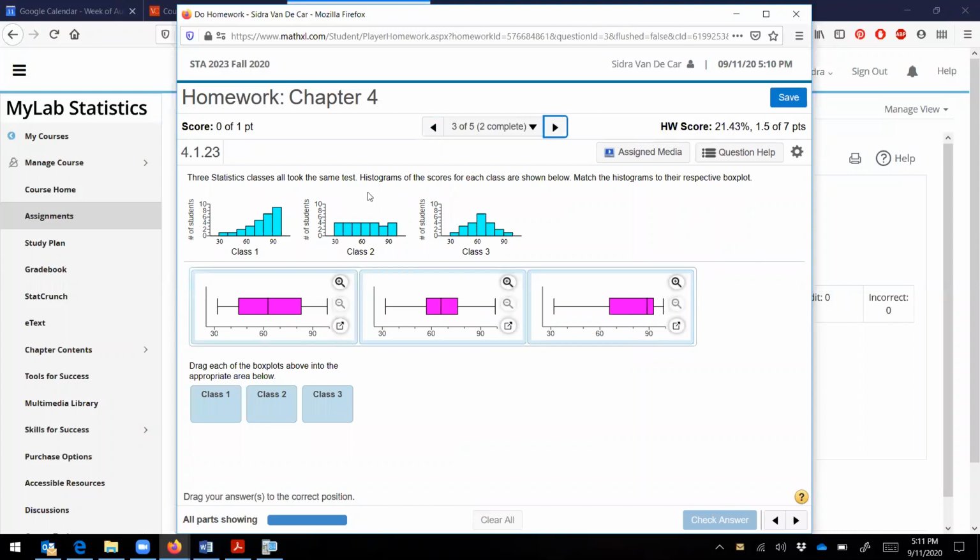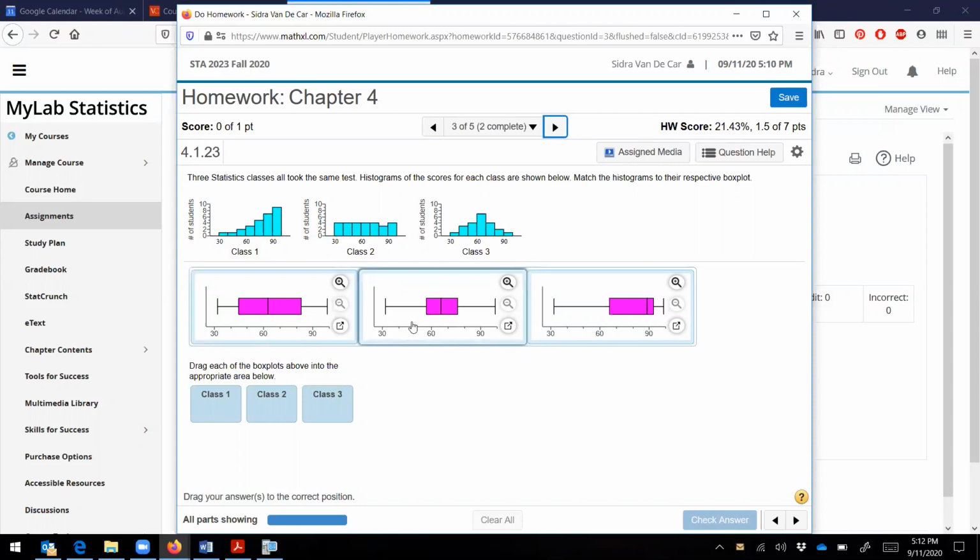3 statistics classes all took the same test. Histograms of the scores for each class are shown below. Match the histograms to their respective box plots. All right, notice this one seems to be symmetric. If I look at the symmetry here, this is not a symmetric graph. So I know class 3 is not this one, right? So I'm choosing between class 3 as being this one or this one.